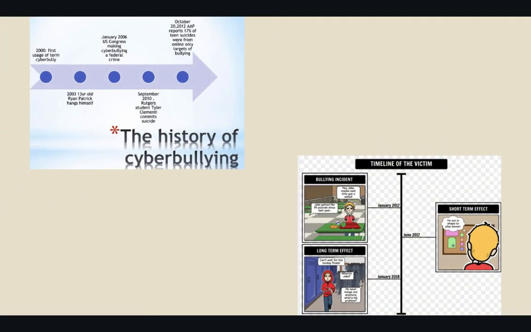Here's just a picture of a few of the timelines that we have. So the history of cyberbullying, and then the timeline of the victim of the case. So just what's going on and tracking it, trying to identify where the student could have received help or reached out for help, or how things could be avoided.